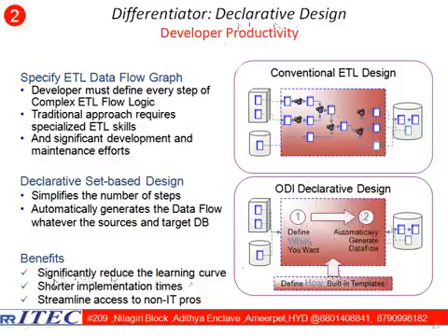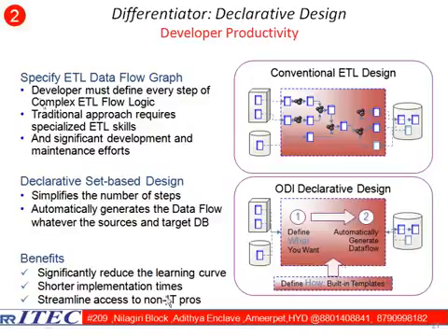Because of this, benefits are available. It significantly reduces the learning curve. In a normal ETL tool you need to learn 100 steps; here you only learn 10 steps, and the remaining 90 steps are automatically generated in the back end. Next, shorter implementation times, which is obviously right. If creating 100 steps takes 100 minutes, then only 10 steps take only 10 minutes.